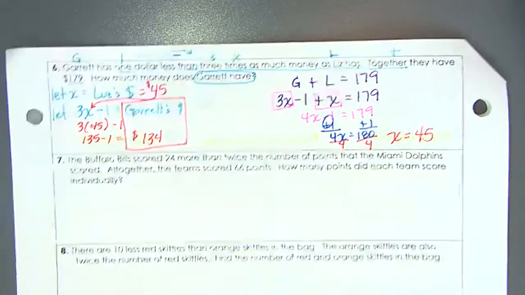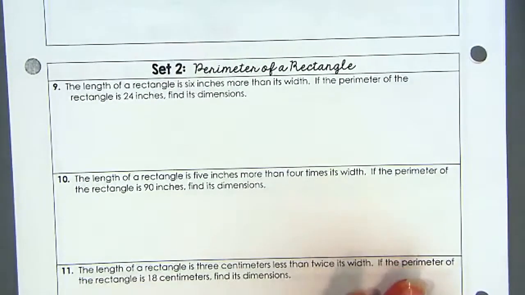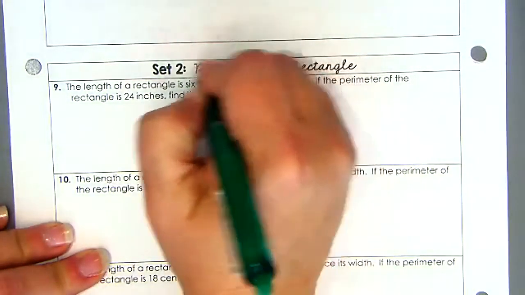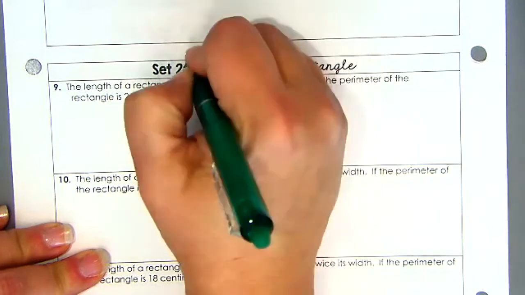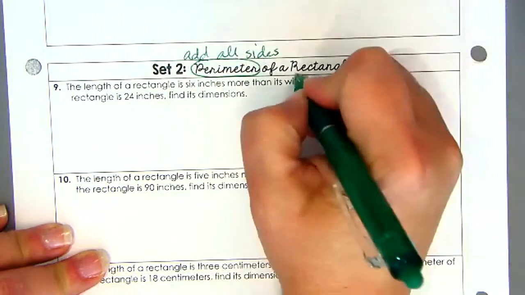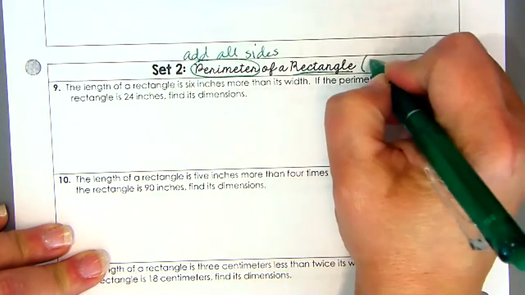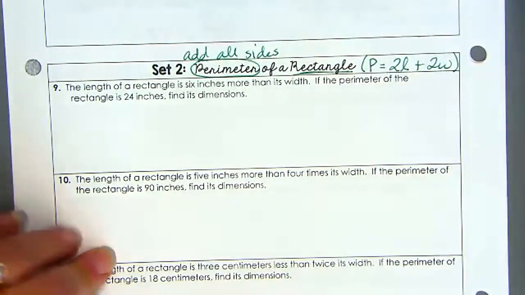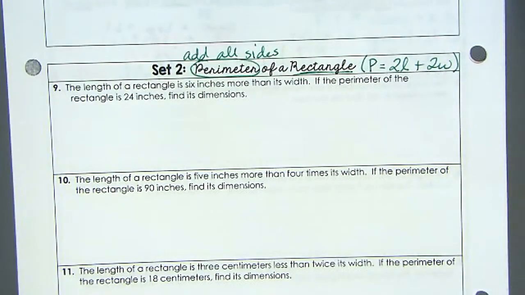Okay, moving right along. Now we're going to talk about the perimeter of a rectangle. The thing to remember is that it has a nice formula that we can always use. You can always remember that perimeter means to add all sides. When it's a rectangle, it's got this nice formula of P equals 2L plus 2W. Anytime you're talking about a rectangle, you can use this formula because the rectangle has two lengths and two widths that are the same.